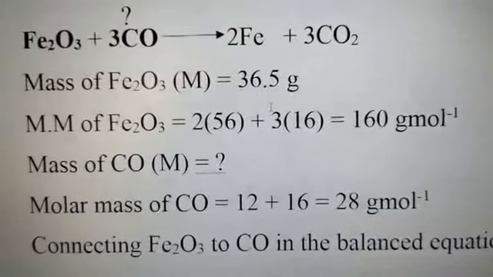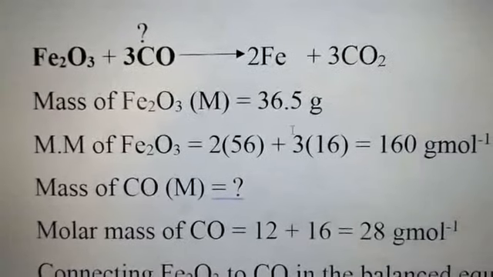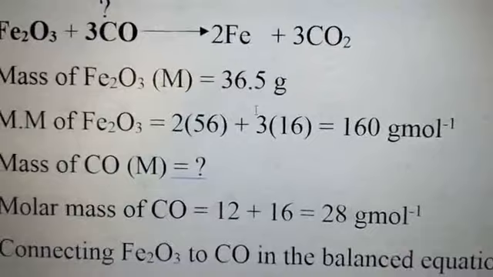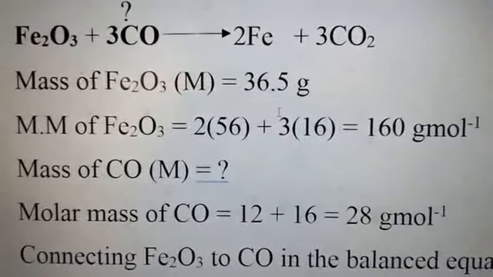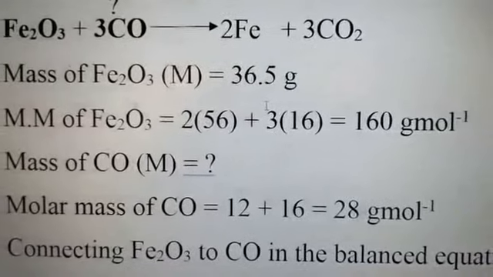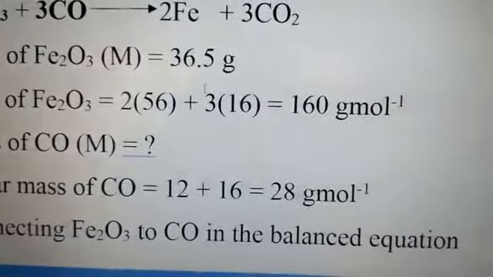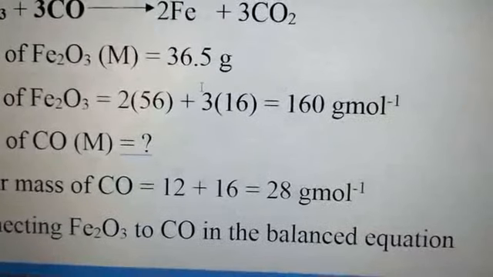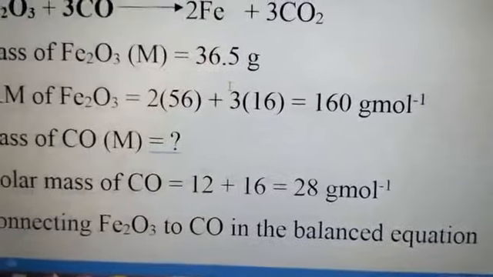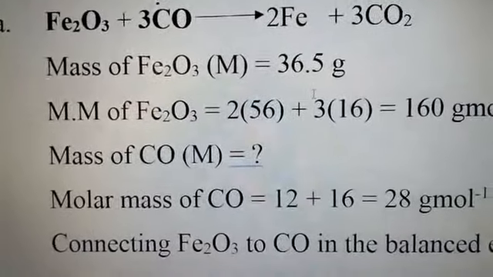Having done that, we find the molar mass or molecular mass of iron III oxide. It's the known substance. We use the atomic mass of iron, 56, times 2 because there are 2 atoms of iron, plus the atomic mass of oxygen, 16, times 3 because there are 3 atoms of oxygen. You have 112 plus 48, which gives 160 grams per mole as the molar mass of iron III oxide, the iron ore. But we're looking for the mass of carbon II oxide.